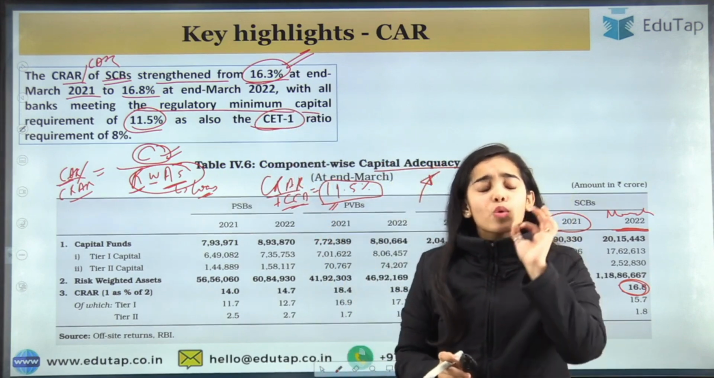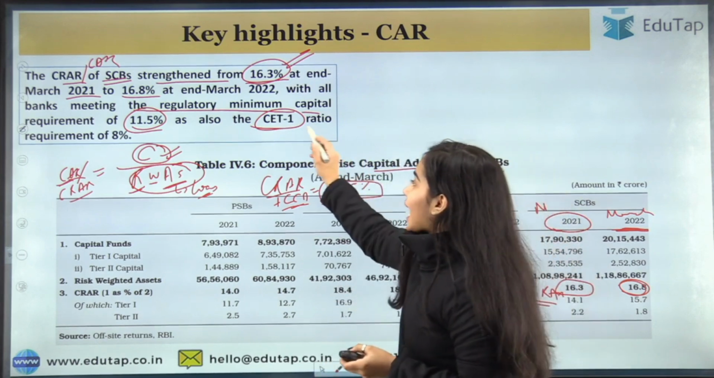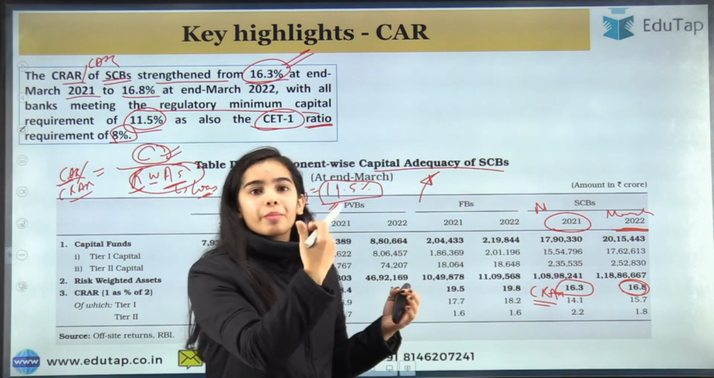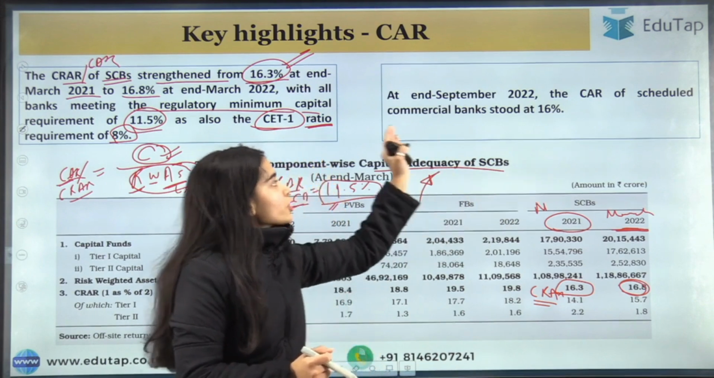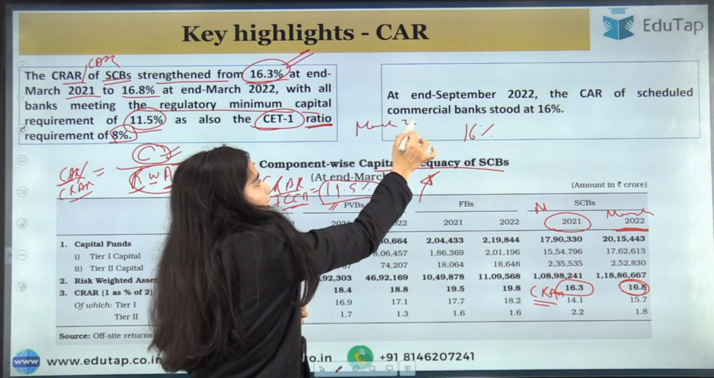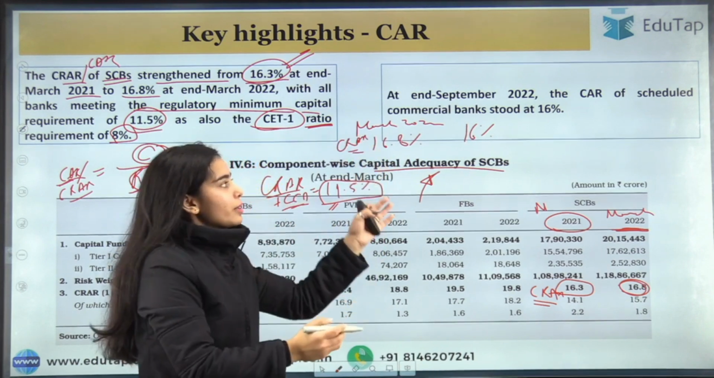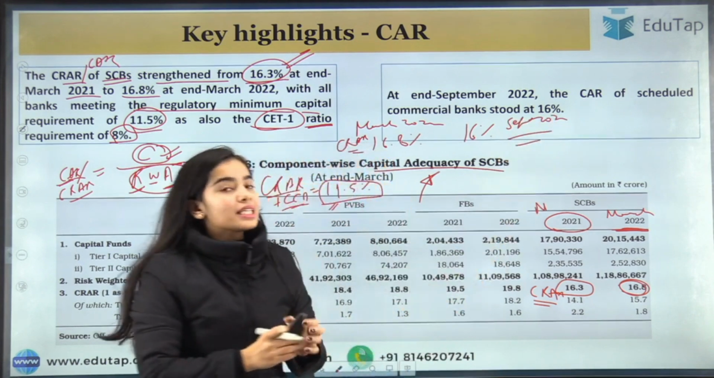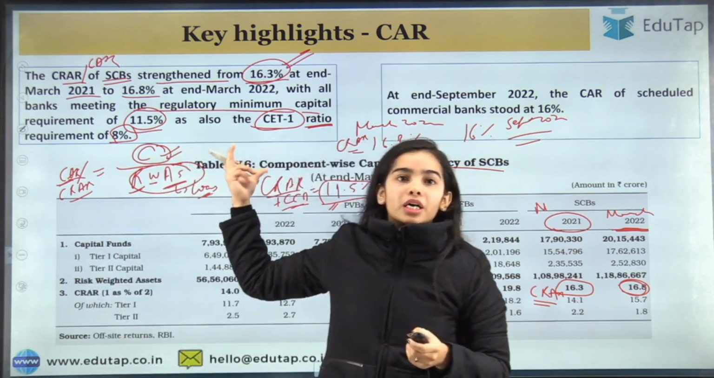Tier 1 capital is the most liquid kind of capital that helps the bank during a distress kind of situation. That ratio requirement is 8%, which also has been met by the banks. So the banks are keeping above the requirements only. As at the end of September 2022, the capital adequacy ratio of the scheduled commercial banks stood at 16%. So it came down from March 2022, when the CRAR was 16.8%, to 16% in September 2022. So remember this also, that the CRAR has decreased for the scheduled commercial banks, but it is still higher than the minimum regulatory requirement.